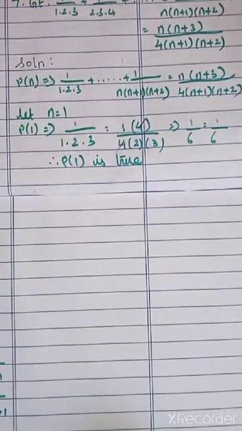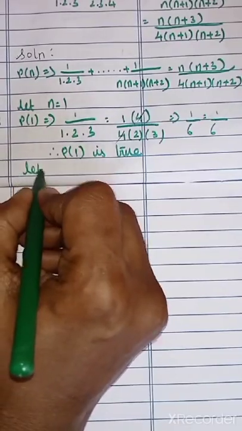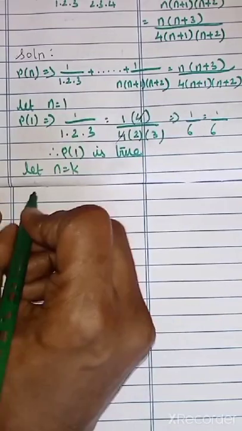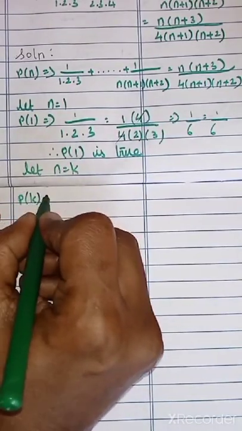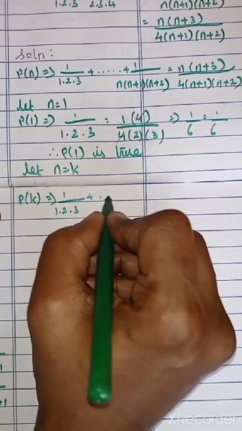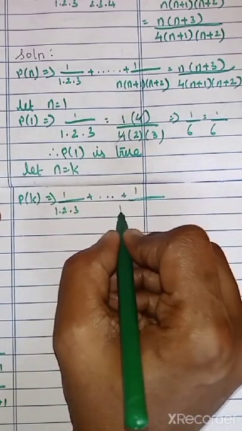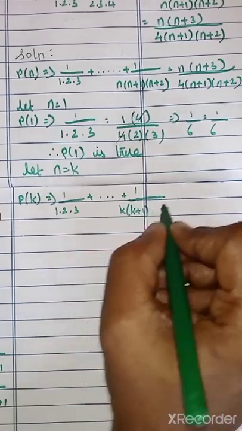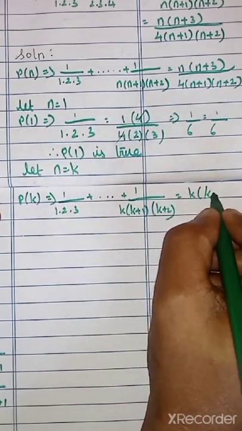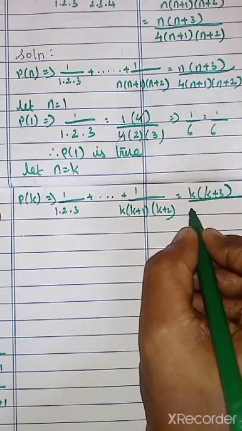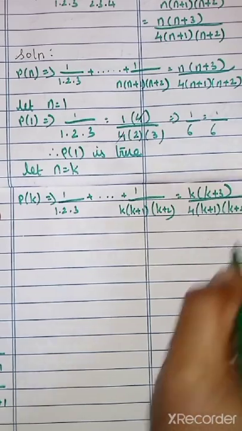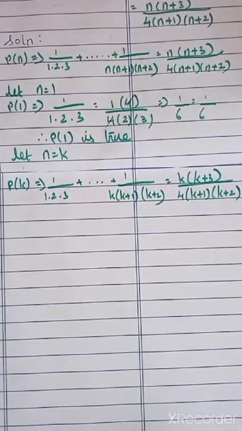P of 1 is true. Next, what we have to take? Let n equal to k. So the statement will become P of k implies 1 by 1 into 2 into 3 etc. up to 1 by k into k plus 1, k plus 2, equal to k into k plus 3 by 4 into k plus 1, k plus 2, correct?